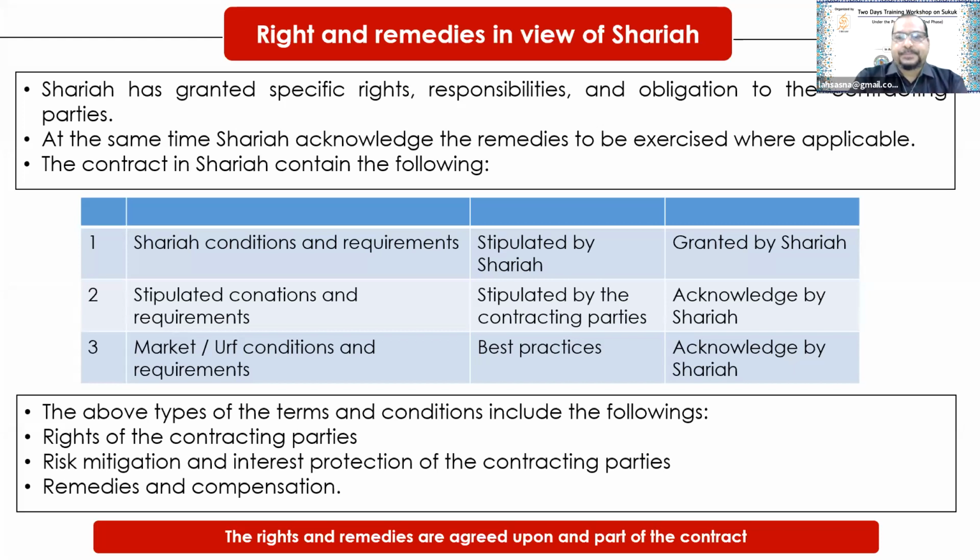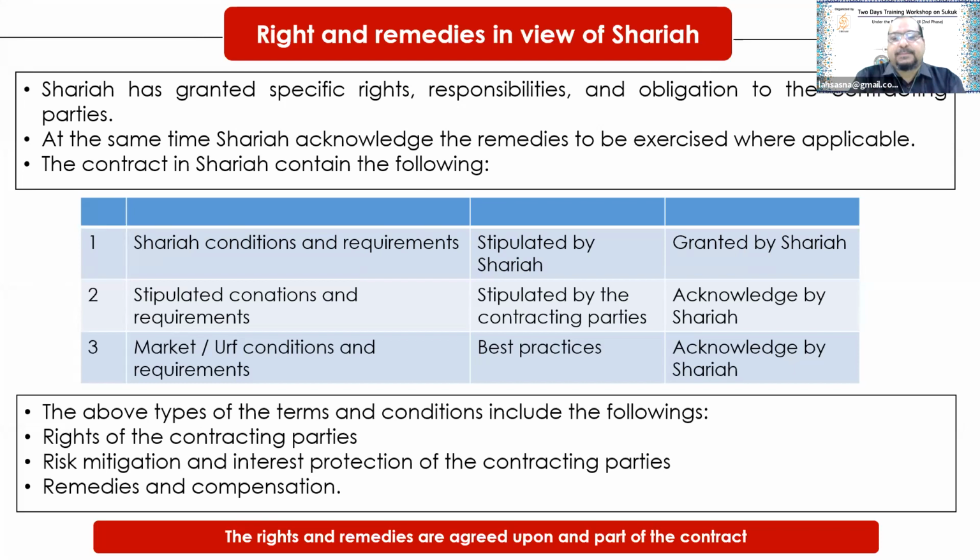You can't negotiate. It is a Sharia TNC, so you have to comply with it. It is stipulated by Sharia. It is granted by Sharia. Number two, stipulated terms and conditions by the contracting party. This one we call الشروط الجعلية, meaning the TNC has been created, has been stipulated by the contracting party. And this is acknowledged by Sharia, meaning Sharia gives the right to the contracting party, in other words, to the issuer and to the investor, to negotiate additional terms with the objective to basically secure their interests.